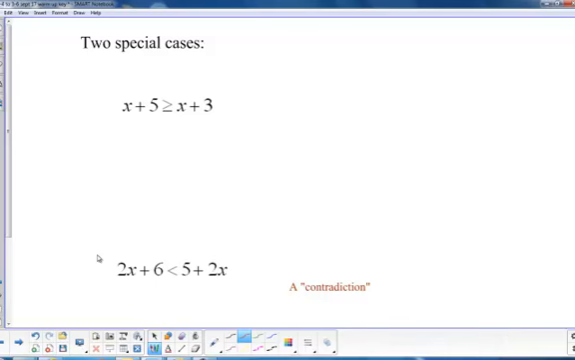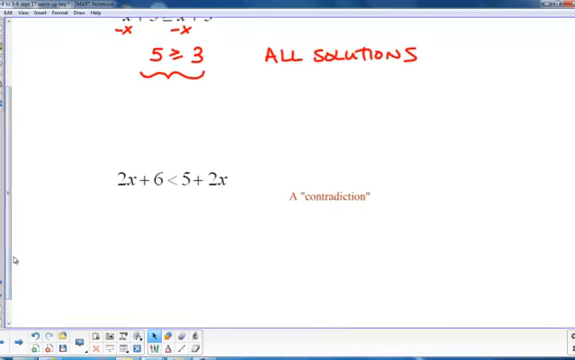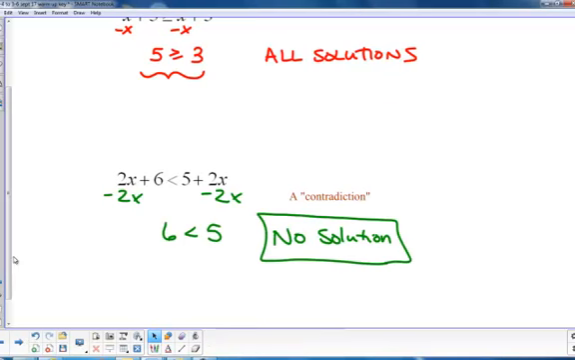All right, a couple special cases. This is what I was just talking about. When you subtract x and get nothing, x cancels, and you get 5 is greater than or equal to 3. 5 is always greater than or equal to 3, so this is all solutions. If this wasn't true, it would be no solution. If it is true, it's all solutions. And if you subtract 2x, this time you get 6 is less than 5. This one is no solution, because 6 is not less than 5.